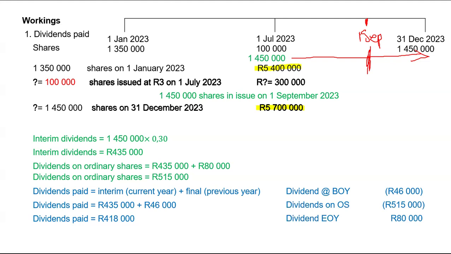Actually, there's a mistake there. I just need to correct it quickly. It's supposed to give you 481,000. Oh, I see where the mistake was. Thank you, Nandi.